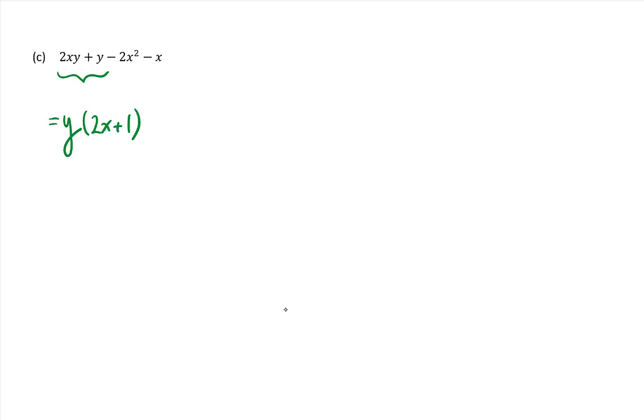Again, I see a negative leading coefficient in the next two terms. So this time I'm going to take out a negative x. 2x squared divided by x is just going to give me a 2x. And an x divided by x, and since I'm taking out a negative, is going to give me plus 1. Right? Negative x divided by negative x equals 1. Negative 2 divided by negative 2 equals 1. Same concept.